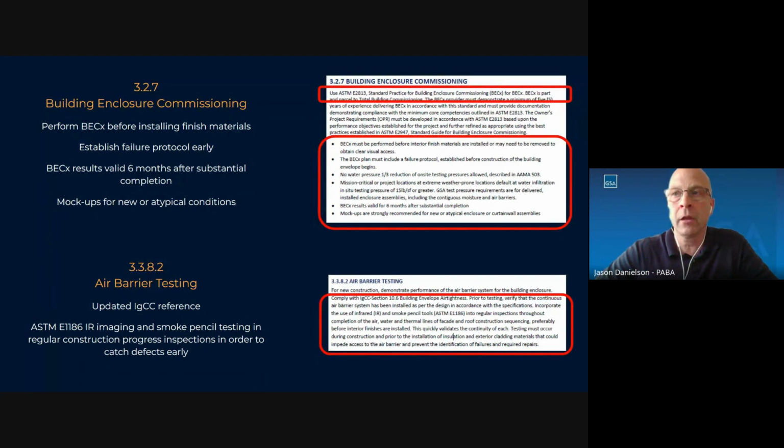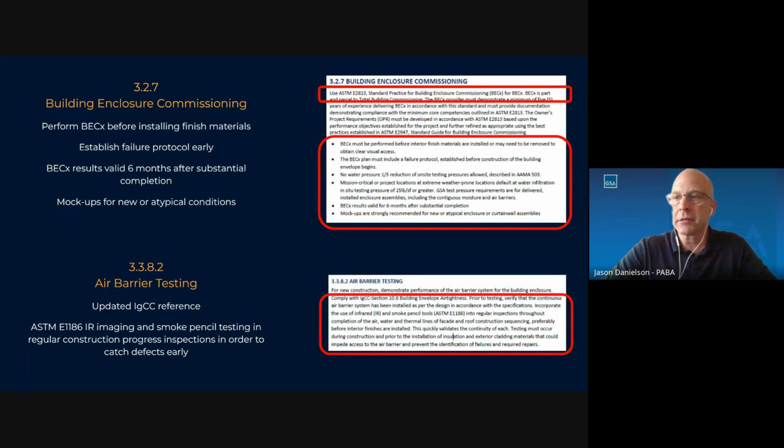And enclosure commissioning is valid 6 months after the substantial completion. This is one where we've had phased projects, and it starts to get extended out and protracted so far that we may get to a point where it may not be valid anymore, just because of the phasing of the project. So that's one thing, just to make sure that we're covered. And just general mock-ups for anything that's new or atypical. And this goes back to risk and just managing that risk.